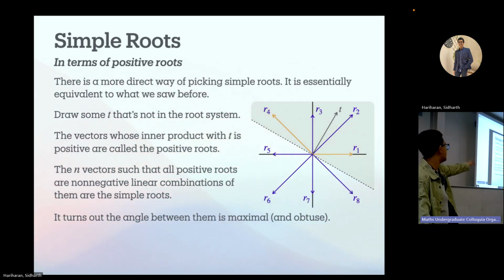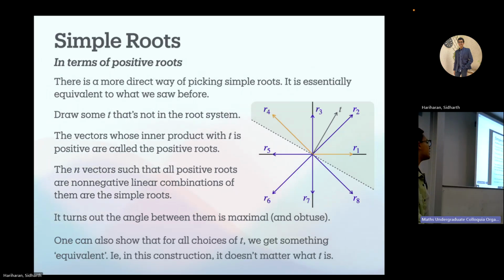Let me just finish talking about this and I'll mention what details I glossed over. It turns out that the angle between these is maximal, and you can show that it's in fact always obtuse, by which I mean the inner product of the roots is always non-positive. So it's 90 degrees or obtuse.